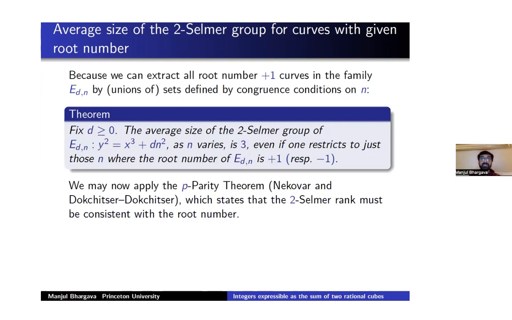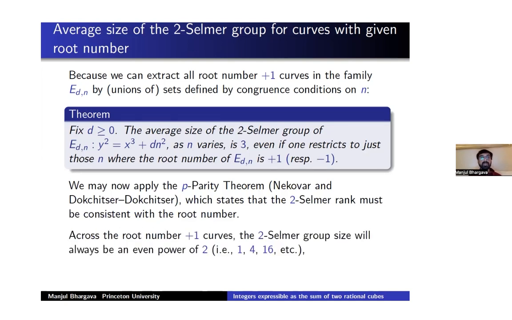And now that we know that the root number is equidistributed and the average size of the two Selmer group doesn't change when you fix the root number, we can now apply the p-parity theorem of Nekovar and Dokchitser, which says that the two Selmer rank must be consistent with the root number. And so therefore across, torsion is rare in these curves.